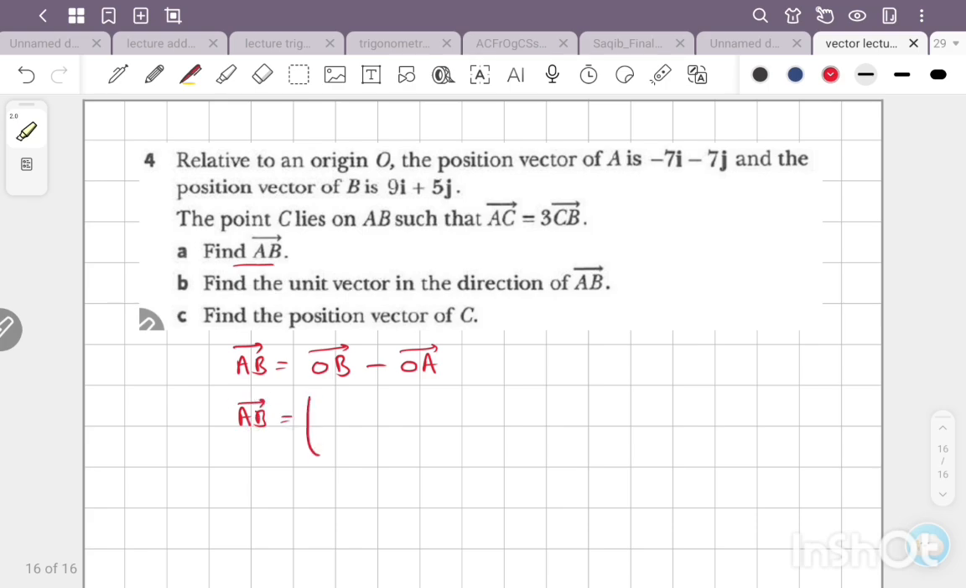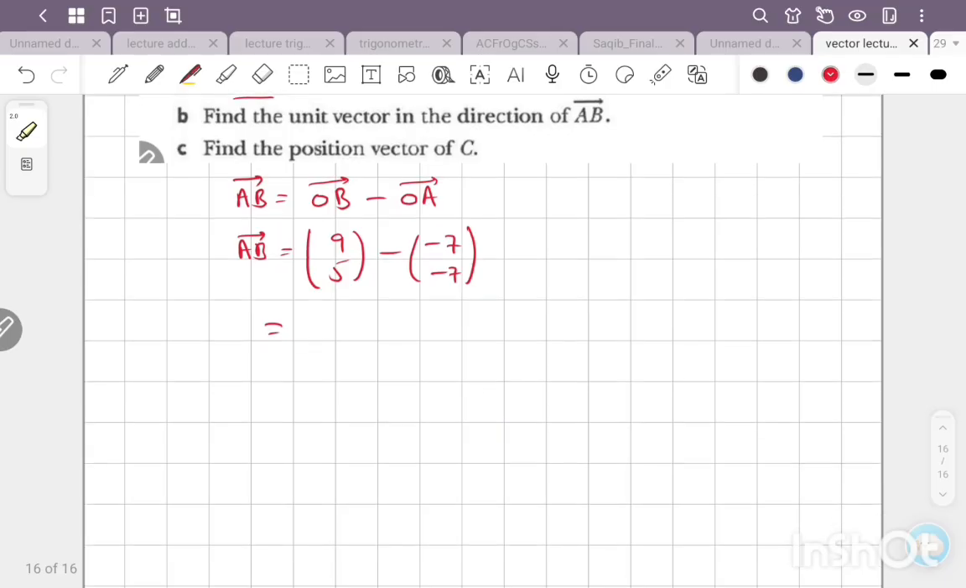Now AB. What is the value of OB? OB value is 9 and 5 here. Minus OA. What is the OA? This value is minus 7 minus 7j. Okay, now move forward. 9 plus 7, because this minus and this minus will be plus. 5 plus 7. We got the answer 9 plus 7, it will be 16. 5 plus 7, it will be 12. So we have the answer is 16i plus 12j.